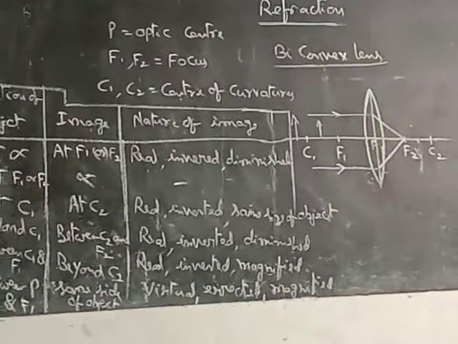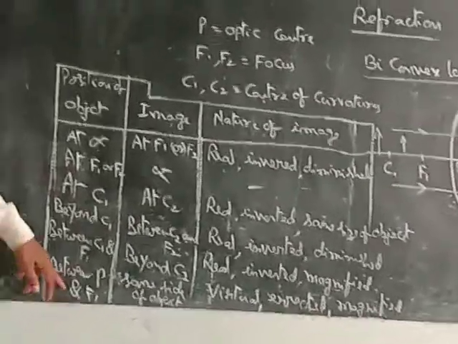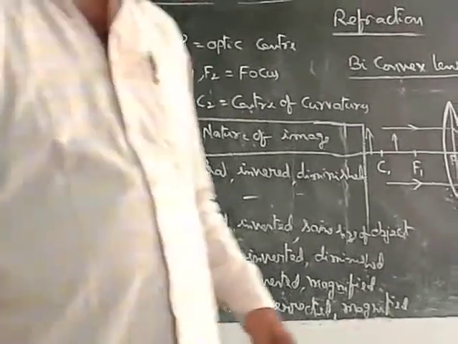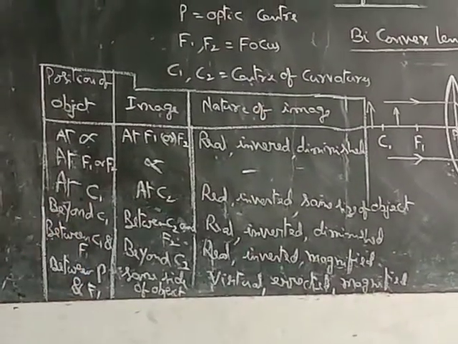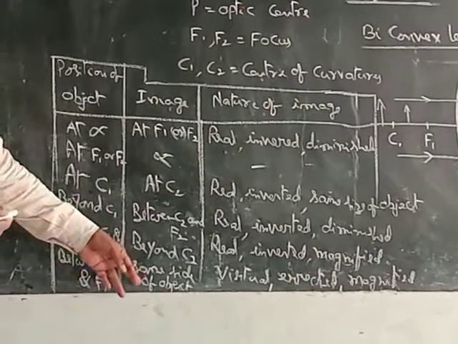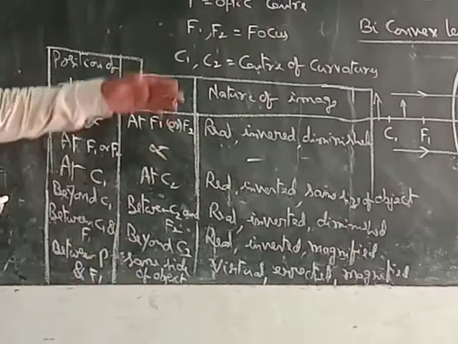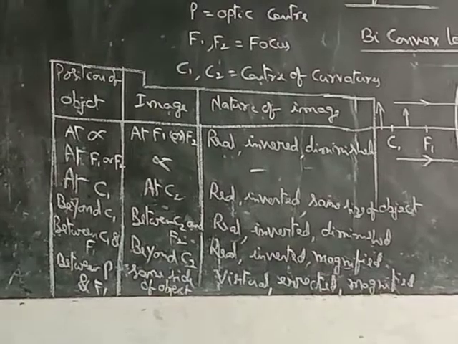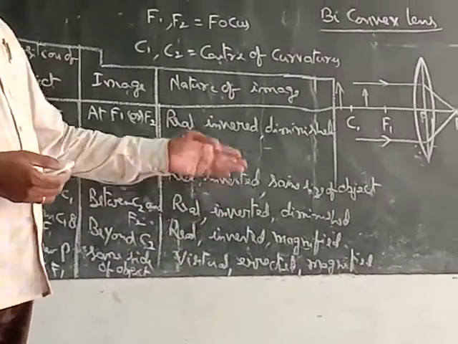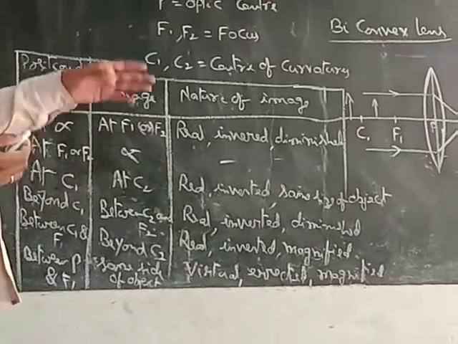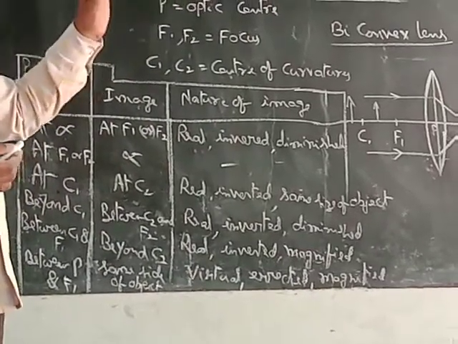And next one is between P and F1. P means optic center, and focus. What about the position of the image? Same side of the object. Image is formed on the same side of the object. Type of image is virtual image, erect and magnified image is formed. These are the types of images formed by using convex lens.